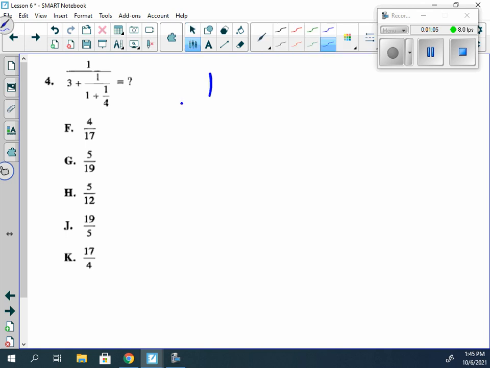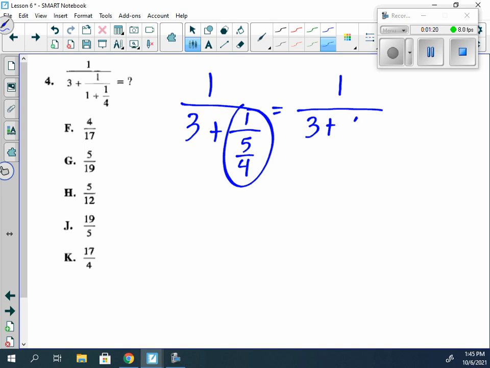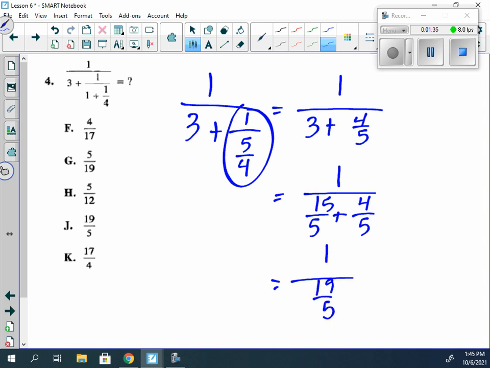Because if we tried to do this by hand, we'd have 1 over 3 plus 1 over, well, 1 plus 1/4 would give me 5/4. Well, I can't leave it as 5/4. I have to resolve this here, which ends up being 4/5. Well, I've got to convert this so the denominators are both 5, which would be 15 and 4, which is 1 over 19/5, which gives me G.